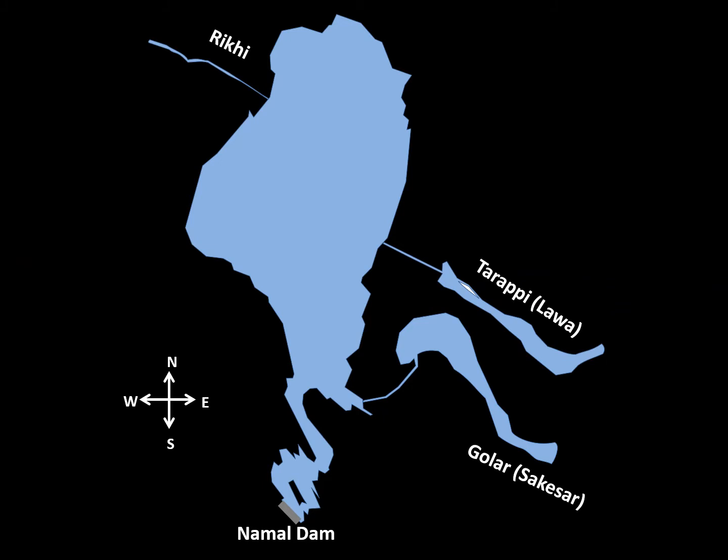Here is a graphic describing the reservoir and its inflows. The inflows to the reservoir happen through three major tributaries. There are three major hill torrents, Rikhi, Tarappi, and Golar, which feed the rainfall occurring in the catchment area to the dam.